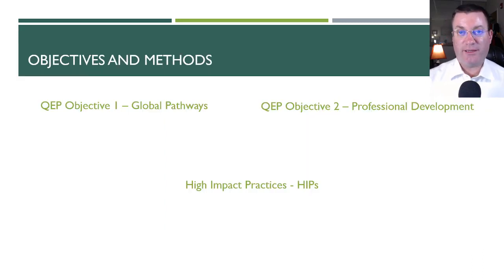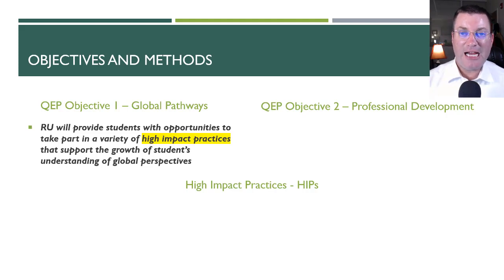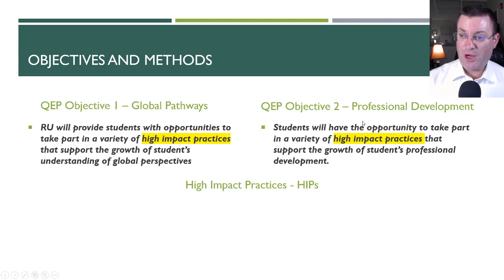So we have two objectives in the QEP. The first objective is RU will provide students with opportunities to take part in a variety of high-impact practices that support the growth of a student's understanding of global perspectives. Our second objective, students will have the opportunity to take part in a variety of high-impact practices that support the growth of a student's professional development. So there are two things we're targeting. One thing that we're targeting is we want our students to be able to develop the perspectives of people from different parts of the world. The second thing we want them to be able to do is to develop their skills so they can operate in a professional arena. All right.